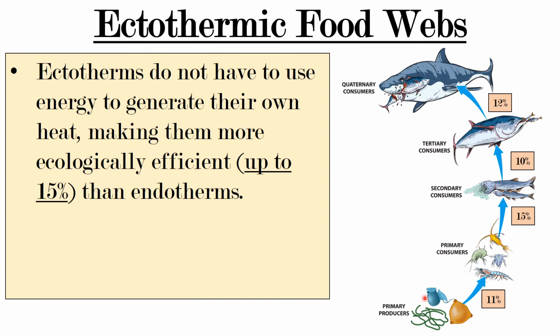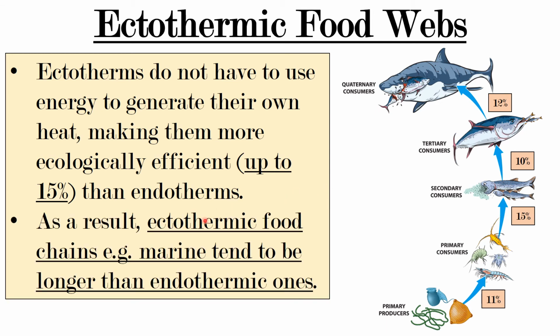Ectothermic food webs, on the other hand, you can see some numbers over here, they don't have to use energy to generate their own heat. So they're more ecologically efficient. They can pass more energy on, so they can go up to 15%. So ectotherms up to 15%, endotherms 7%. And this goes back to our learning intention. As a result, ectothermic food chains tend to be longer than endothermic ones. Looking at these last two slides, you've got this one which has five living things in it, whereas I think the endotherm one has four in it. So it's all about endotherms having to use energy to generate heat, whereas ectotherms do not.